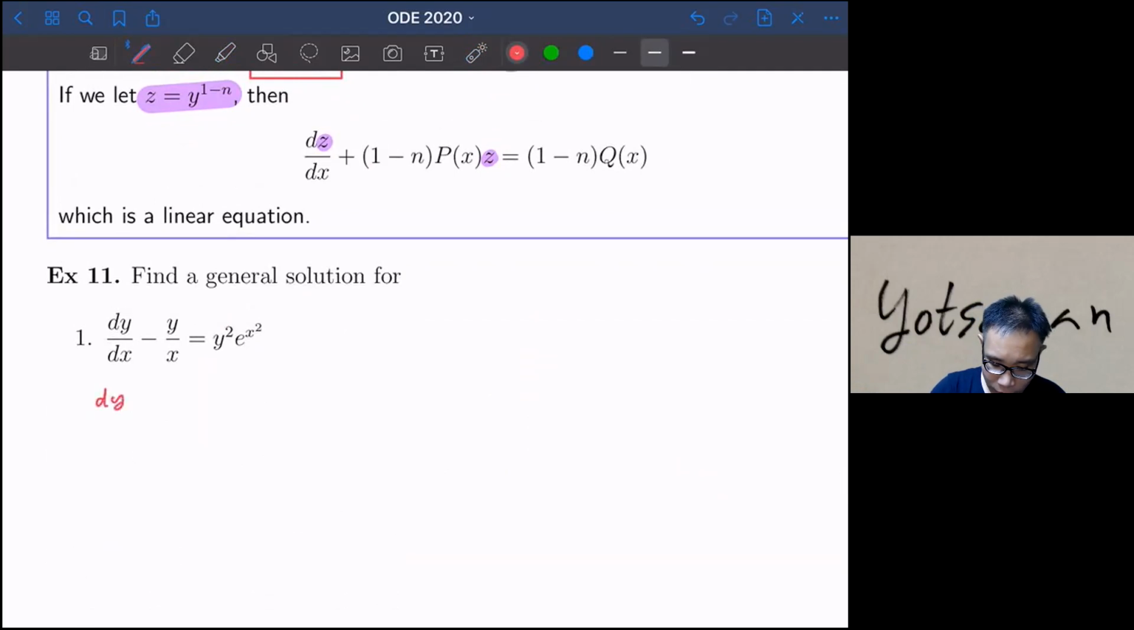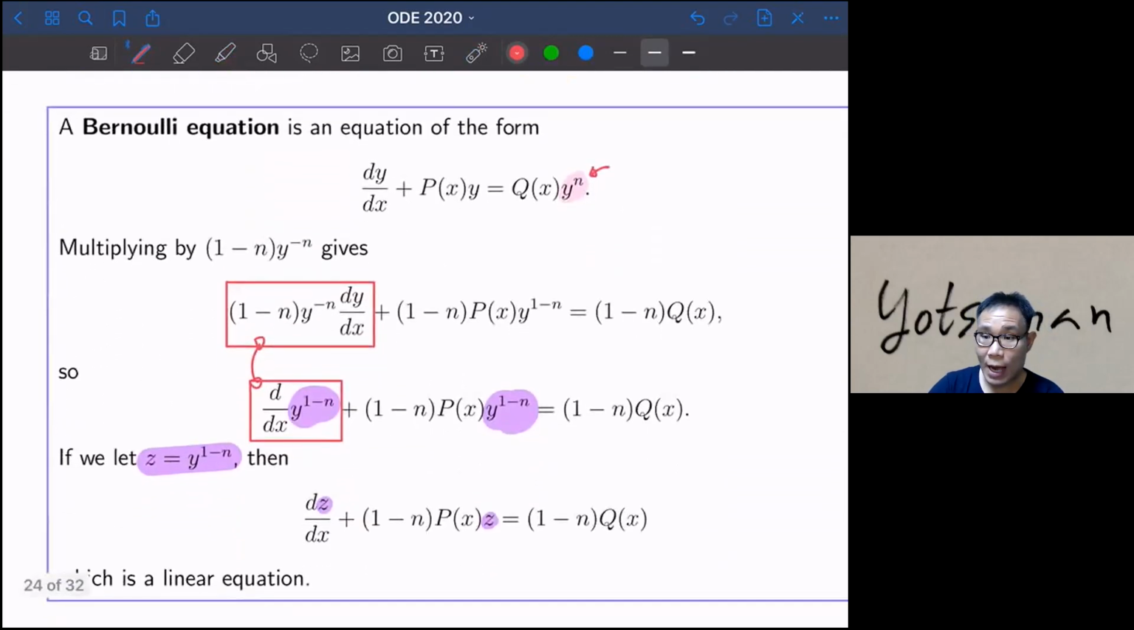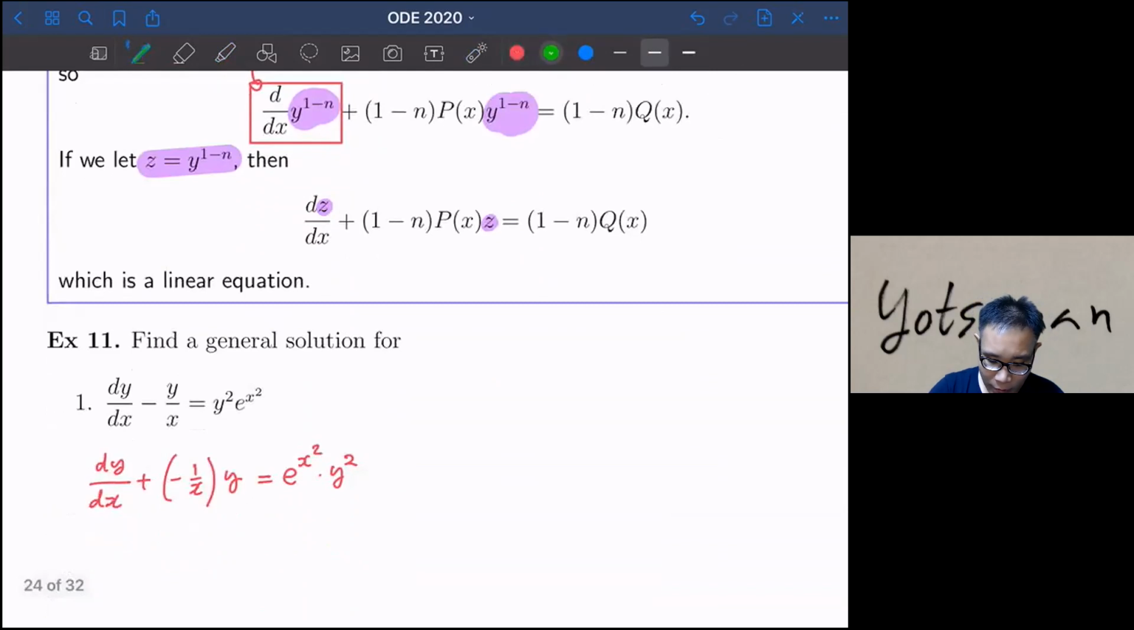So you're going to have dy/dx plus negative 1 over x times y equal to e to the x squared times y squared. So you see that if you compare with the pattern for the Bernoulli equation, this guy will be your P(x). Okay, so let me just have this term. This one is going to be your P(x), and this term will be your Q(x), and here you have n equal to 2.